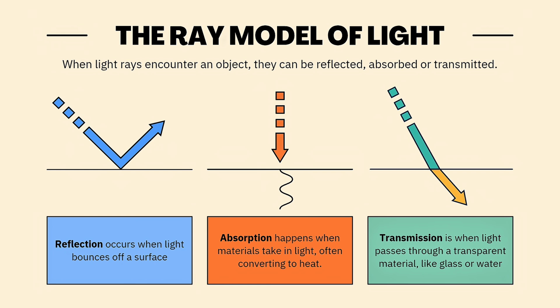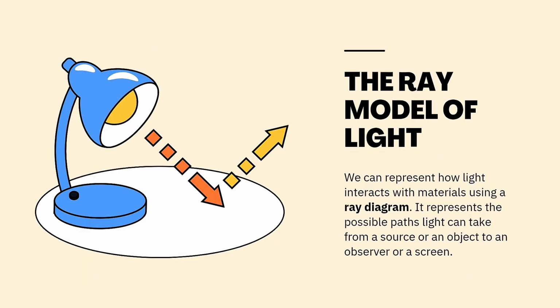Now let us understand ray diagrams. A ray diagram is a drawing that shows the path taken by light rays. It helps us understand how light travels from a source to an observer or a screen. Ray diagrams are very useful for studying mirrors, lenses, and cameras.